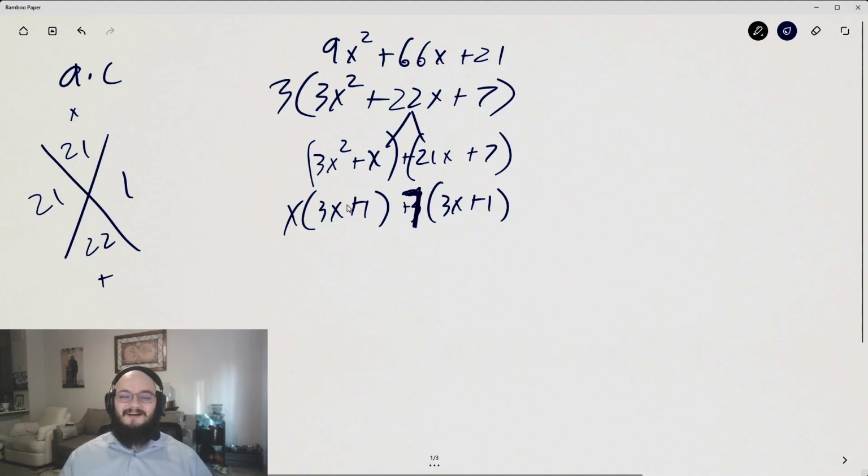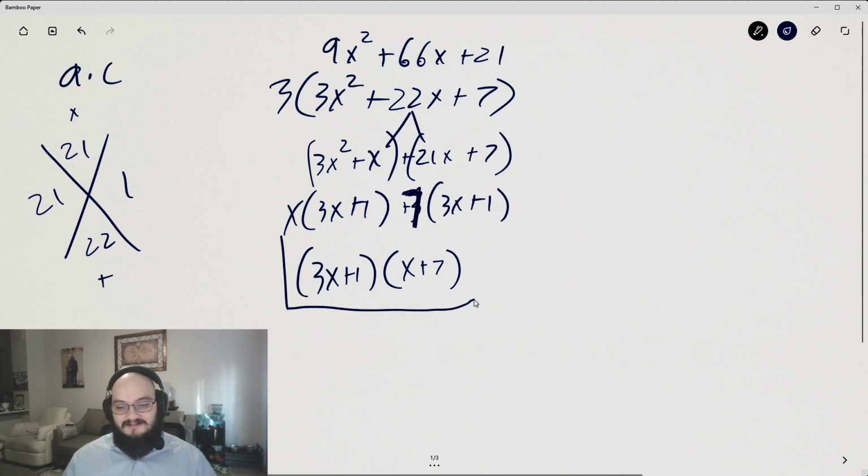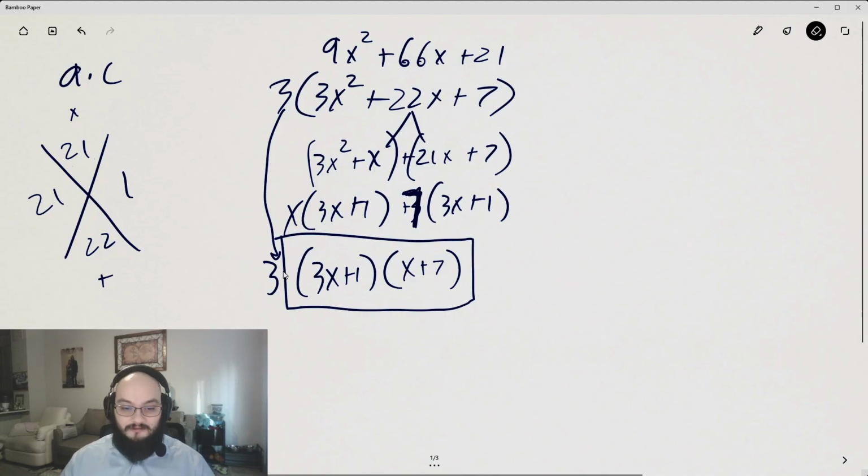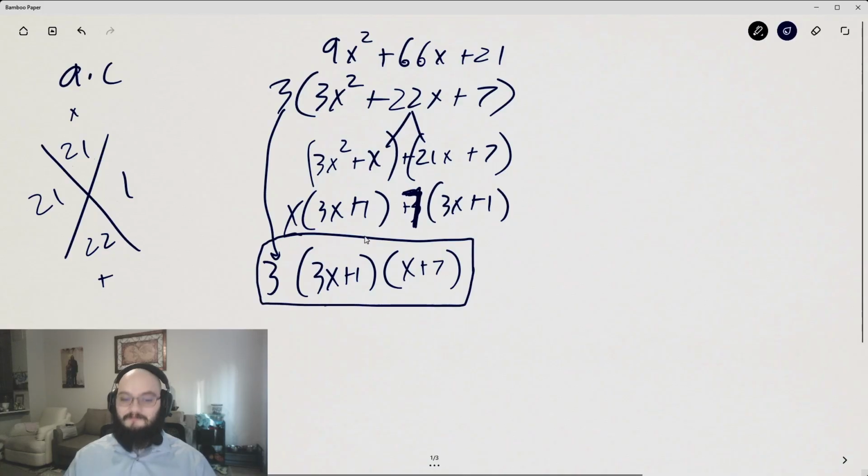Okay, so the stuff inside the parentheses becomes our first factor, 3x plus 1, and the stuff outside the parentheses, x plus 7, becomes our other factor. And this is the fully factored form of this. Oh, no, it's not, because we factored out a 3 at the beginning. Almost forgot. We factored out a 3 at the beginning, so we need to include that in our answer. So this is the fully factored form of this quadratic.